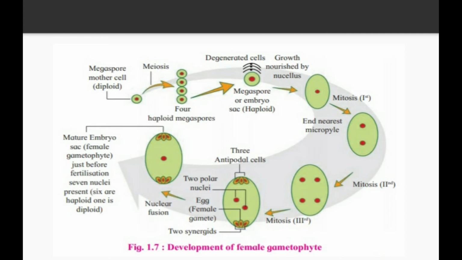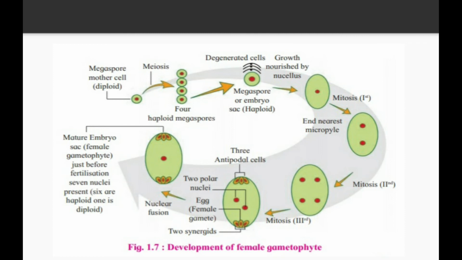After that, the second mitosis process takes place, where 2 nuclei convert into 4 nuclei. The third mitosis process converts these 4 nuclei into 8 nuclei. But these 8 nuclei have a definite position. So let's see. Out of the 8 nuclei formed, 4 nuclei go towards the chalazal end and 4 nuclei go towards the micropylar end.